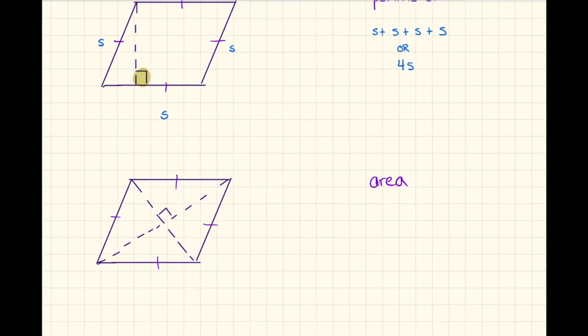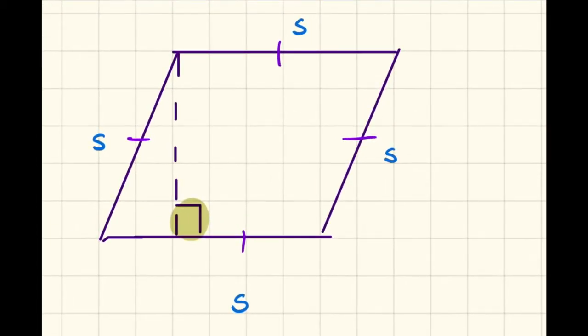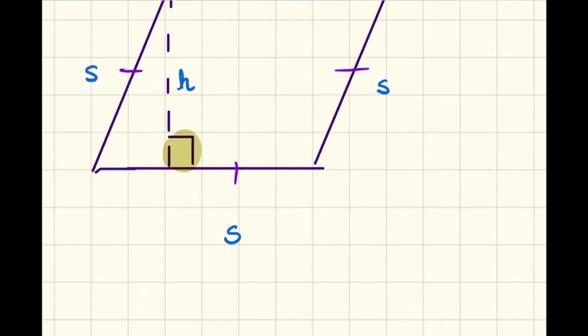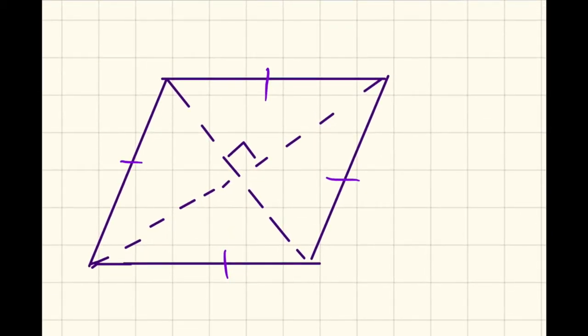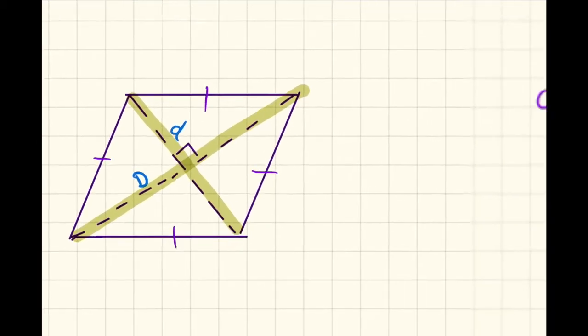For the area, because I've drawn 2 different pictures, you could actually calculate the area in 2 different ways, depending on what you're given. Just to help us though, I'm going to label this like the parallelogram H for height. And here, I'm going to label the big diagonal with a big D and a small diagonal with a little d. I hope you know what I mean by diagonals. This is the small diagonal, this is the long diagonal.